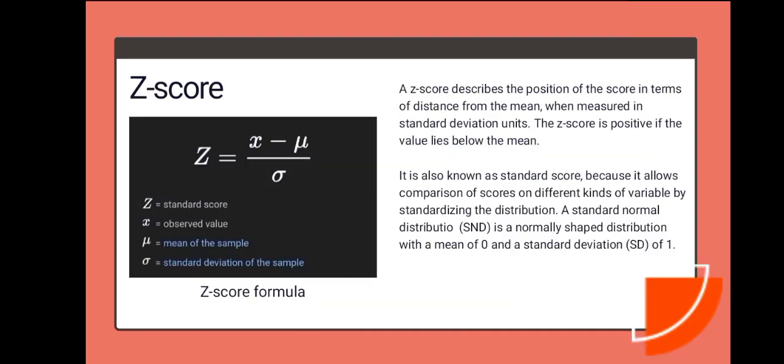Z-score. A z-score describes the position of a score in terms of distance from the mean when measured in standard deviation units. The z-score is positive if the value lies above the mean. It is also known as the standard score because it allows comparison of scores on different kinds of variables by standardizing the distribution. A standard normal distribution (SND) is a normal-shaped distribution with a mean of 0 and a standard deviation (SD) of 1.